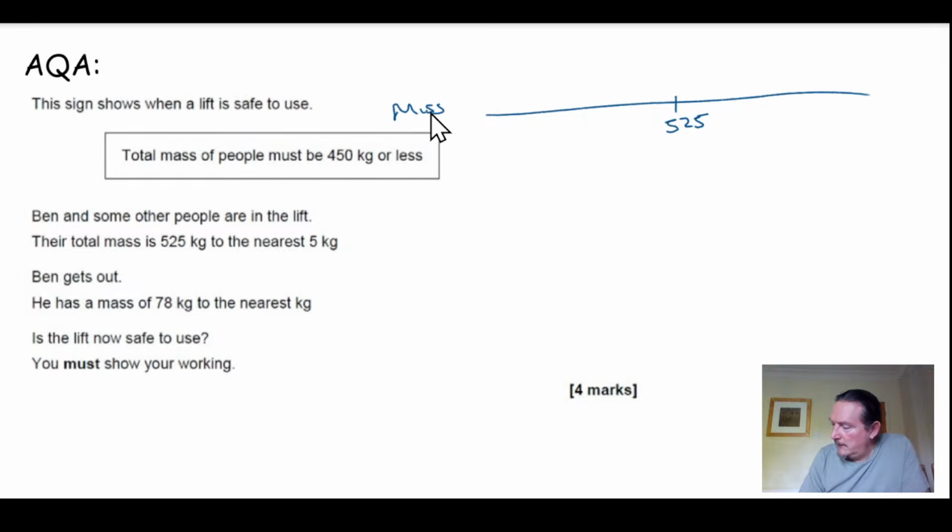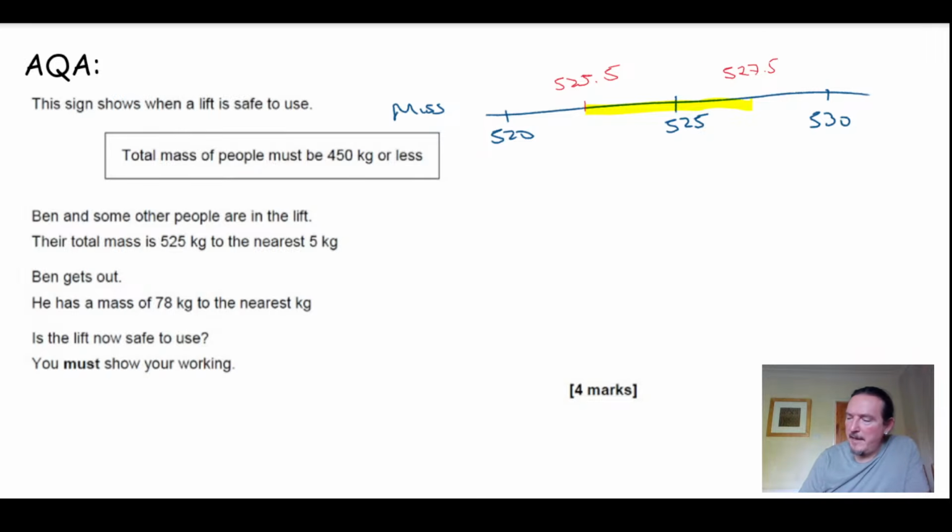And then to the nearest 5 kilograms, 5 above that would be 530, 5 below that would be 520. So the numbers that round to 525 are going to be halfway in between or nearer. You've seen for all 3 exam boards, I'm doing exactly the same thing. They're not really that different from each other. So 522.5 and 527.5 are my 2 limits for the mass of everybody.